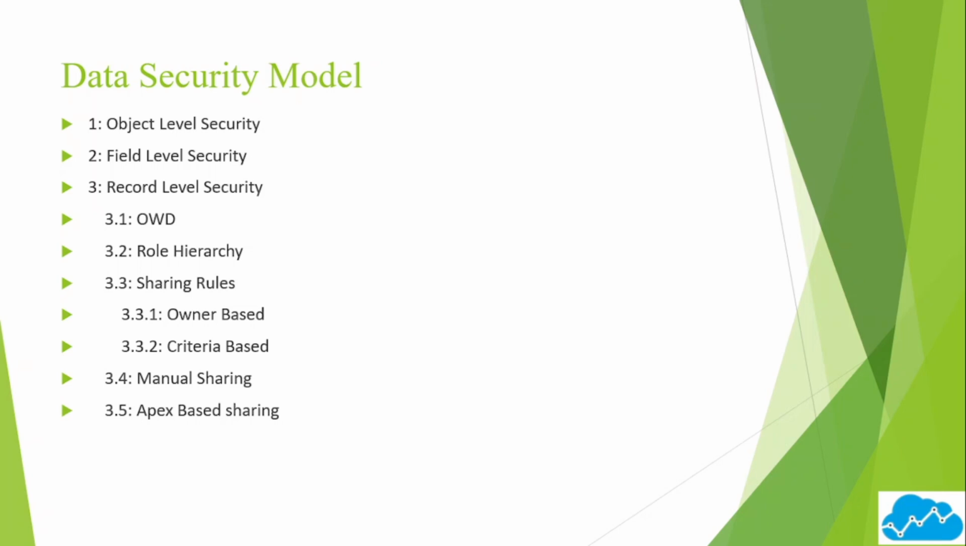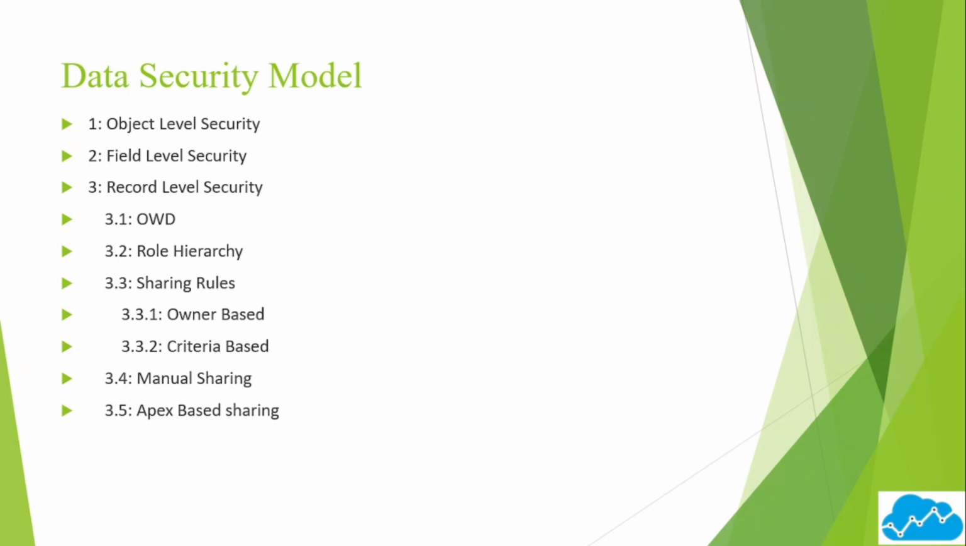Next, field level security. On the object there are so many fields, and fields hold the values that are known as records. Which field we want to make available for user A, for that we give access. And in case we have to restrict a field so that this user can't see it, in that case we restrict that field for that particular user.